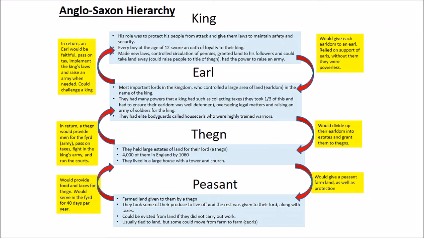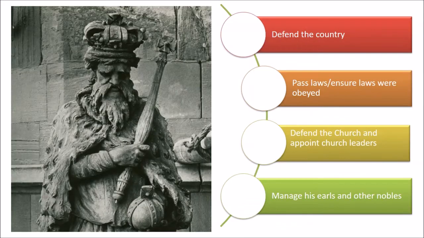Okay, so as you can see at the very top, you have the king. Now his role was really to protect his people from attack. In fact, if we just flick back a little bit, we can see these are the duties of a good king. So he was meant to defend the country against invasion. So for example, during this time period, it would have been the Vikings that were always raiding England. So he had to defend his country and his people from attack, usually by commanding the army himself.